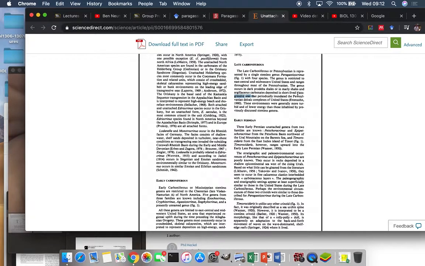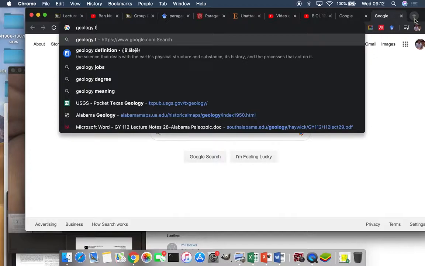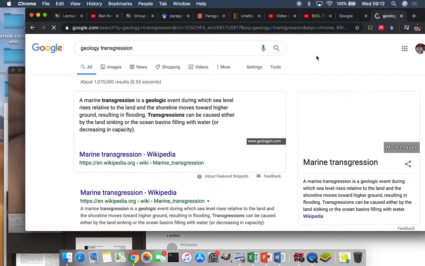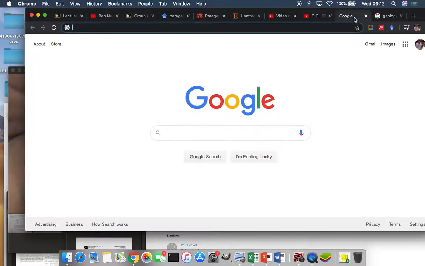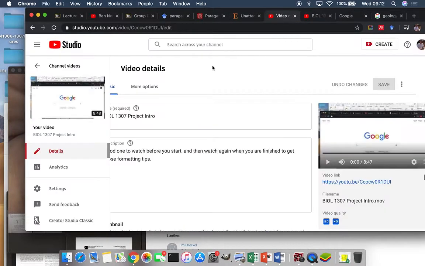So for here, you want to look up not transgression, the word, because you'll get a great dictionary definition, but that won't be what you want. You want to look for, like on Google, geology and transgression. It goes along with regression, and there you can see that a marine transgression is an event where the sea level rises. Why would the sea level rise? Probably because all the polar ice caps have melted and dumped a whole bunch of water into the ocean. So it's not just now. It's actually happened many, many times throughout geological history.